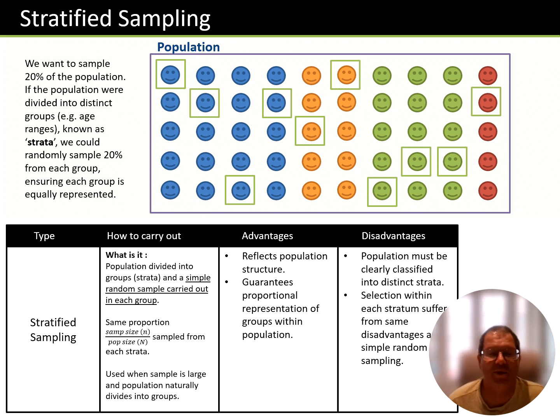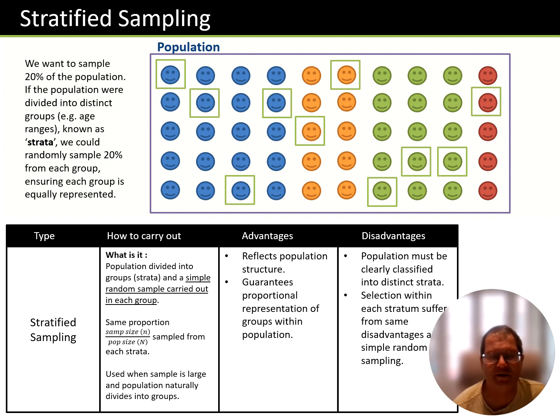Well, you divide your population into groups, which are called strata, as it said, and then use a simple random sample within each group. You're doing the same proportion of sample size divided by population size from each strata. So again, coming up to here, let's say that we wanted to sample 10 people out of 50, then the sample size would be 10, the population size would be 50.